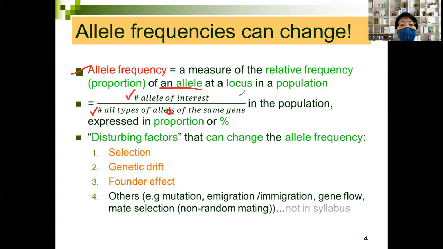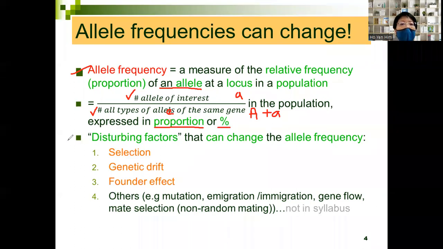Okay, so if we're asking for the allele frequency of small a, that means the total number of small a alleles versus big A and small a alleles in the population. Okay, so there's allele frequency, expressed in proportion or in percentage.